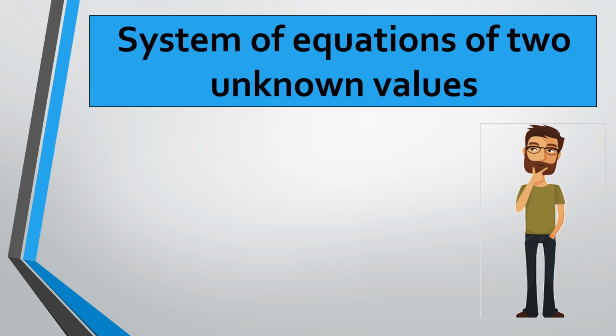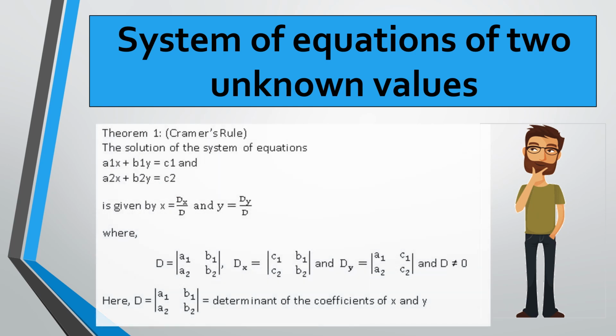System of equations of two unknown values. Theorem 1. Cramer's rule. The solution of the system of equations a1x plus b1y is equal to c1 and a2x plus b2y is equal to c2 is given by x is equal to dx divided by d and y is equal to dy divided by d. Here d is equal to determinant of the coefficients of x and y.